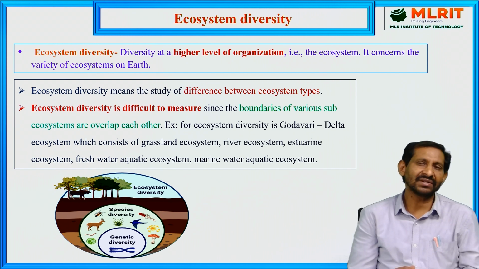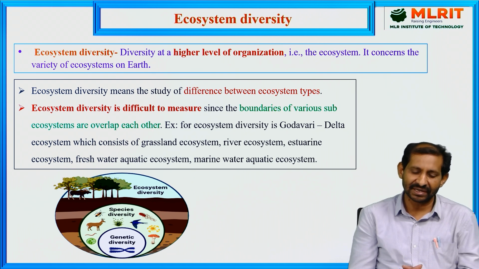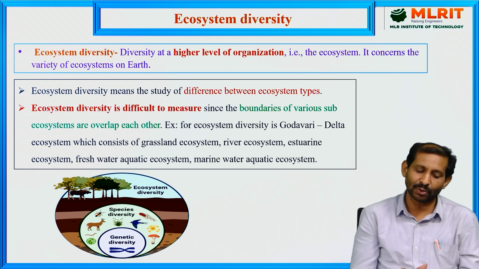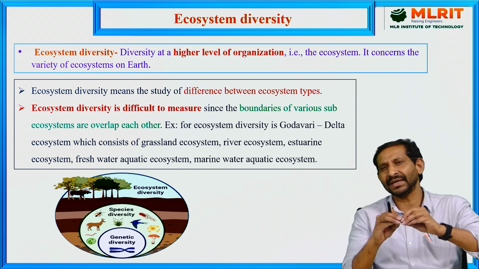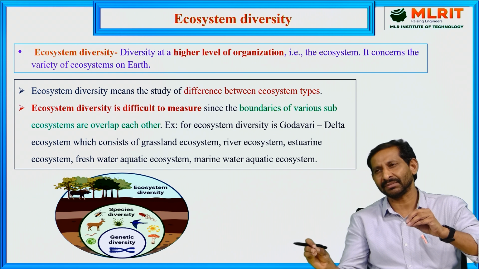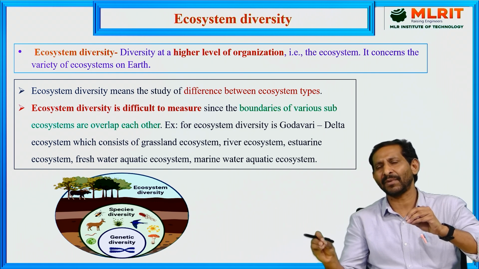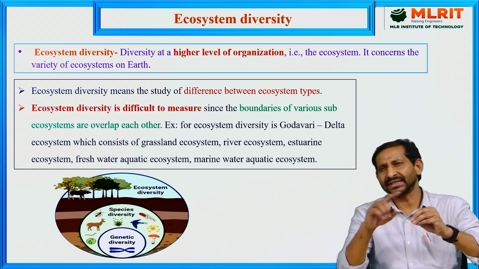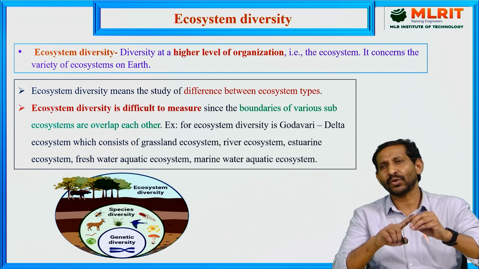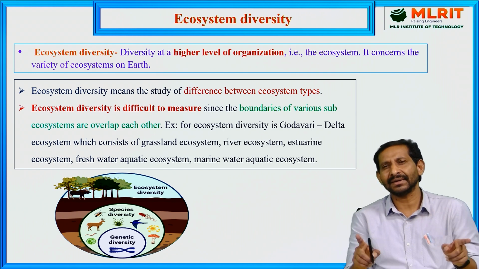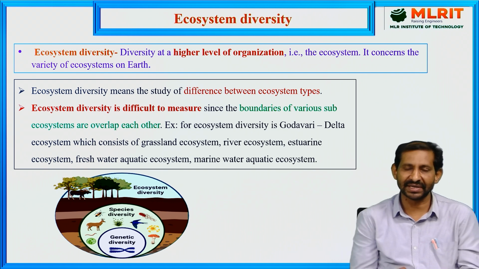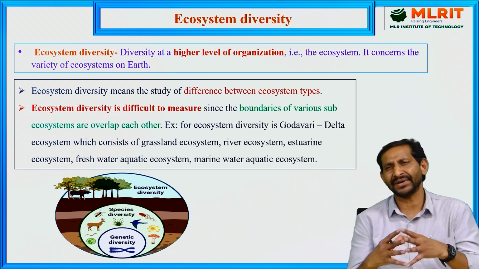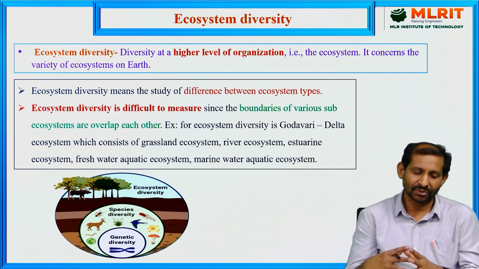This ecosystem diversity is very difficult to measure. Why is it difficult to measure? Because the boundaries of various sub-ecosystems overlap. For example, the aquatic ecosystem overlaps with the terrestrial ecosystem. Terrestrial ecosystem means desert ecosystem, pond, whatever. That overlaps with the aquatic ecosystem, so we cannot measure it accurately. That is the major reason the boundaries of different ecosystems overlap.